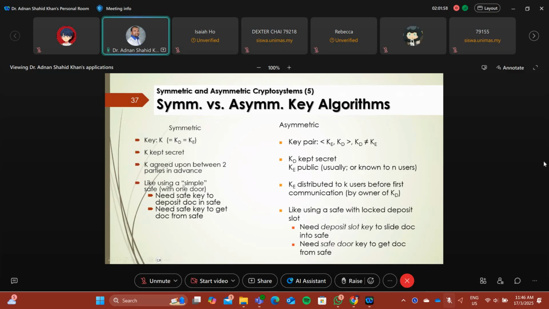Like using a simple safe with one door: you need the safe key to deposit a document in the safe, and you need the safe key to get the document from the safe. See, simple symmetric key. Like using a safe with a locked deposit slot: you need the deposit slot key to slide documents into the safe, and the safe door key to get the document from the safe. So this is an example.